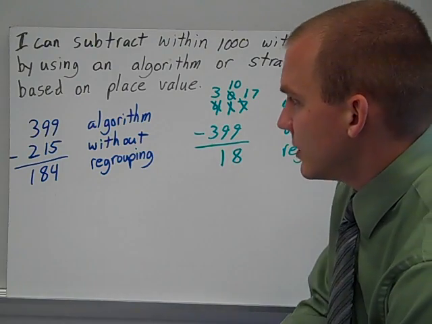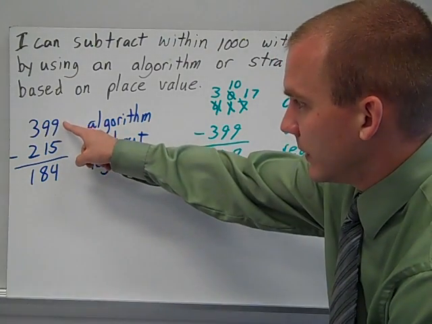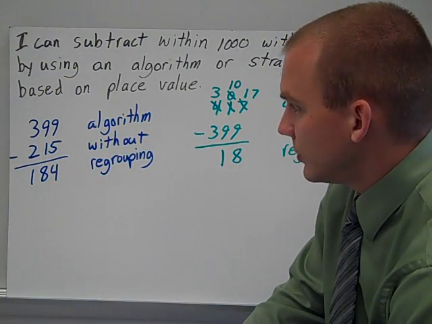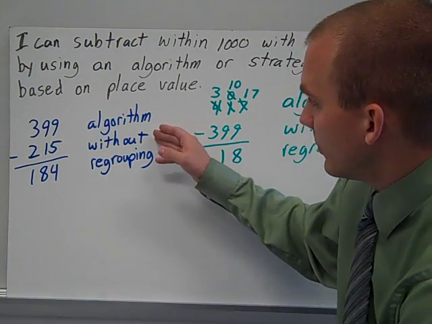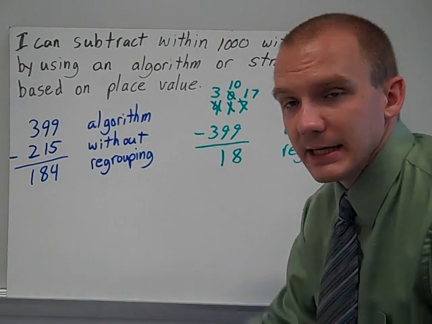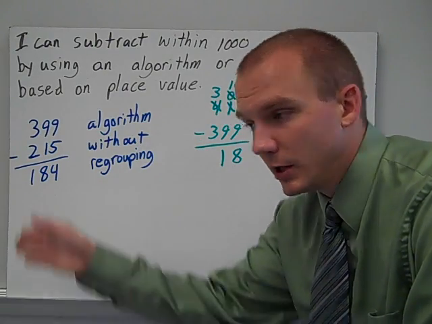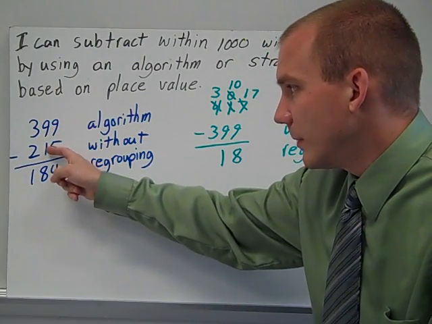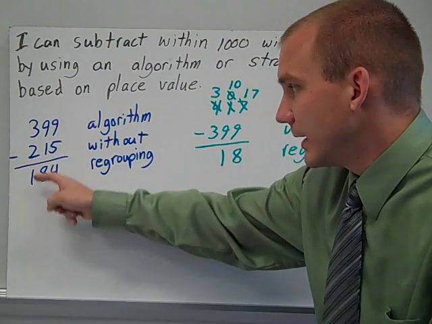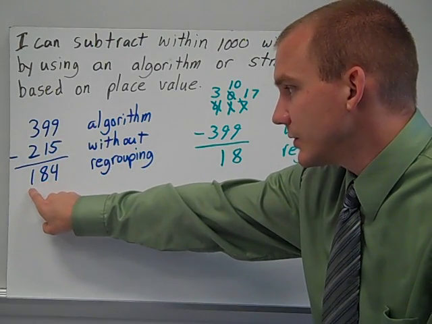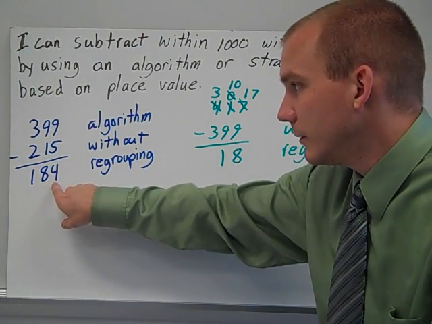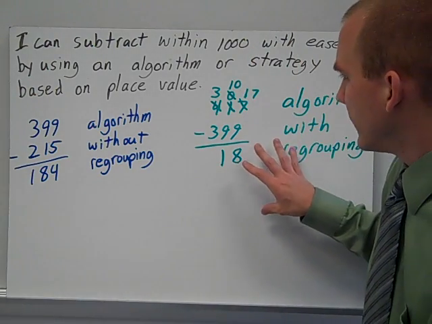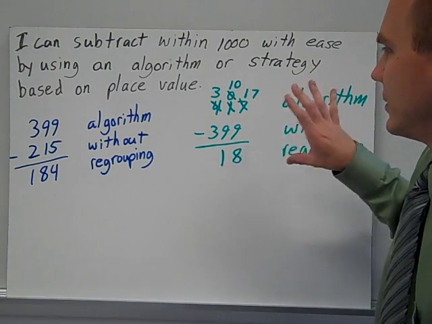First thing you want to do is write your numbers and line them up based on place value with your ones, tens, and hundreds places. And then you just want to do just like single digit subtraction. When you have it without regrouping, it's pretty easy. It's just single digit subtraction for each place value. So 9 minus 5 equals 4, 9 minus 1 equals 8, and 3 minus 2 is 1, leaving us with an answer of 184. When you have to regroup, I'll model that for you with place value blocks in a minute, but there's an algorithm to do that too.